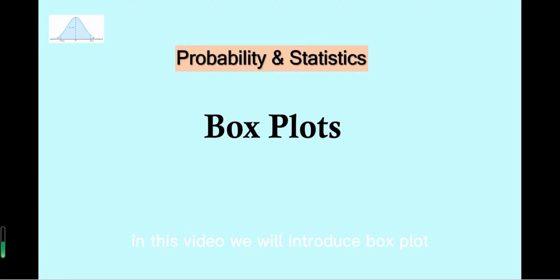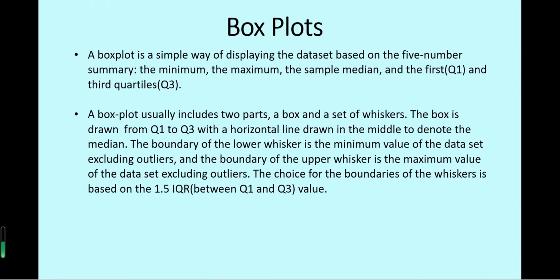In this video, we will introduce the boxplot in probability and statistics. A boxplot is just a simple way of displaying the dataset based on the 5-number summary. The 5 numbers for the dataset are the minimum, the maximum of the data, the sample median, and the first quantile Q1 and third quantile Q3.